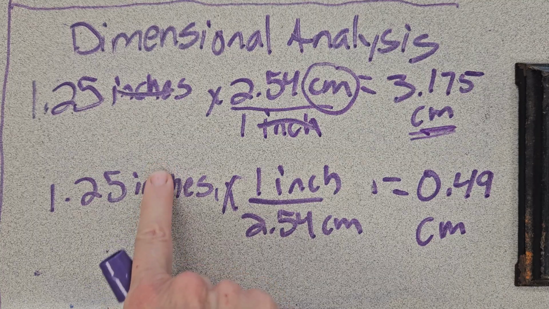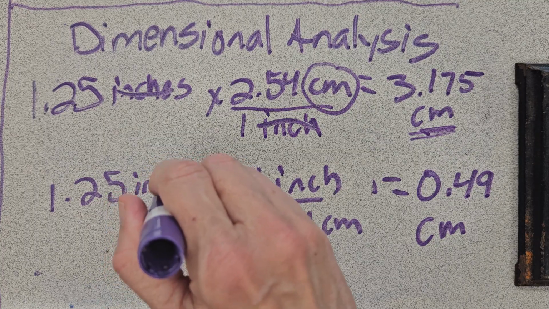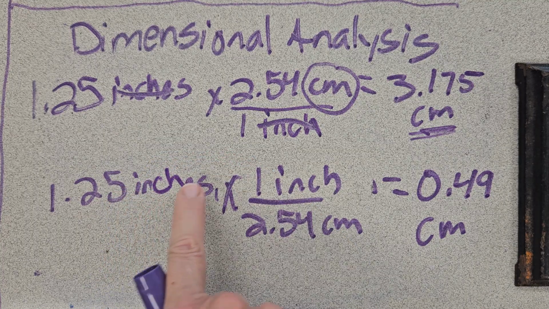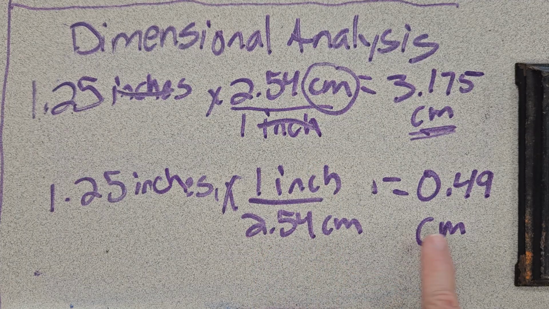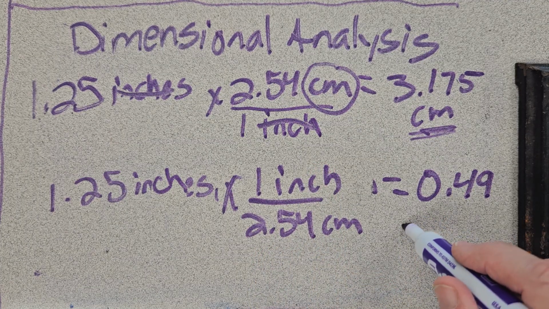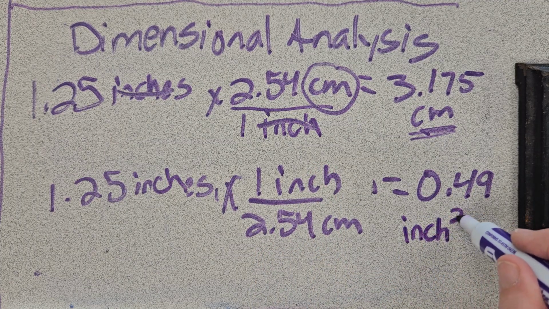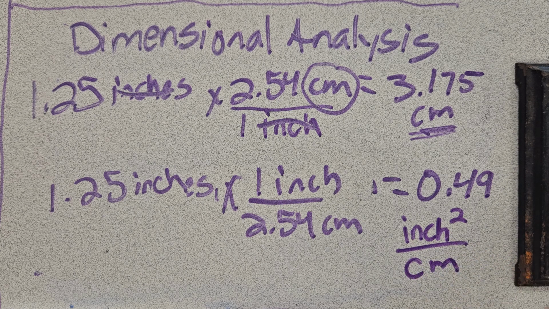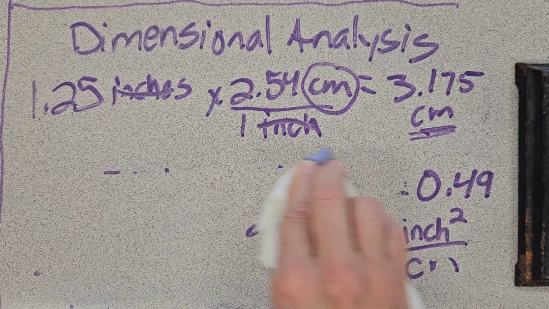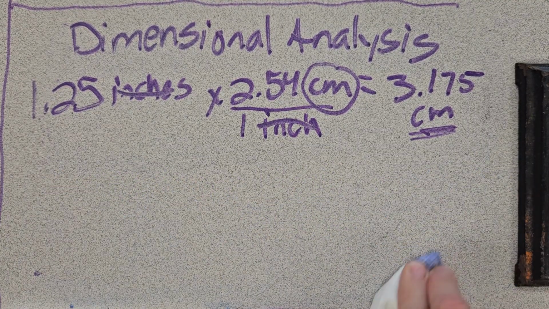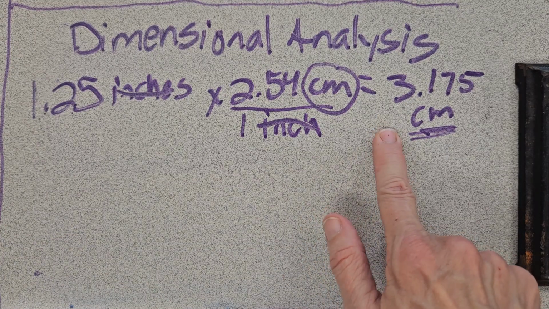Look at this one. I am so sorry for my really bad handwriting right now. We have inches times inches divided by centimeters. So our units over here are actually inches squared divided by centimeters. That weird unit is our indicator that this is wrong. This is not the thing that we should do. And we see this is what we should do.